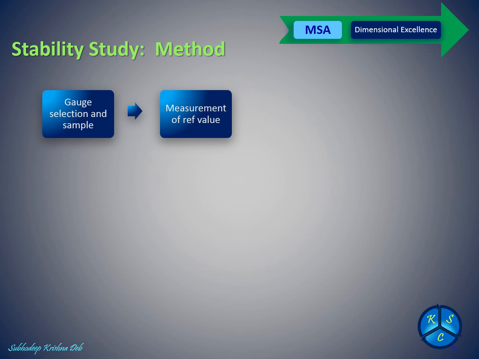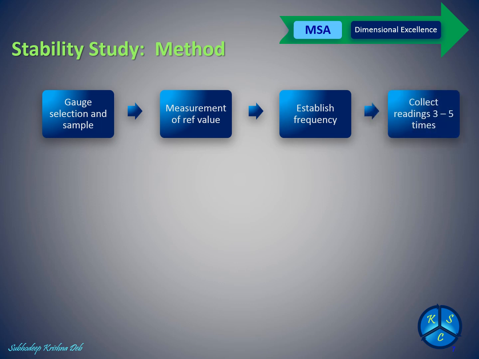How we need to measure this reference value, we will come to that in a coming slide. But as we discussed, there is no true value, we cannot achieve the true value, so the reference value needs to be ascertained. After that, we need to establish the frequency. As stability is the change in bias over time, that time period needs to be established, whether it is 1 week or a month. Then we have to collect 3 to 5 readings each time we do the measurement. The measurement has to be done by a single appraiser every time.